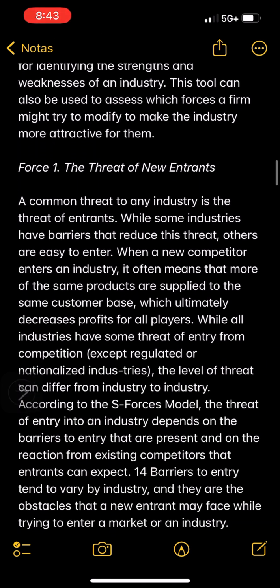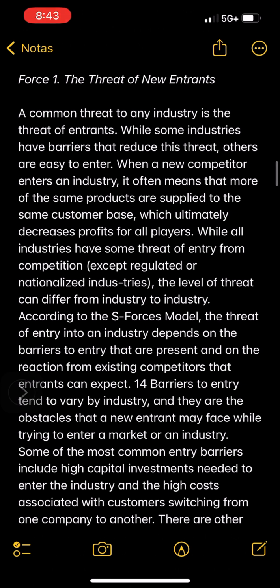A common threat to any industry is the threat of entrants. While some industries have barriers that reduce this threat, others are easy to enter. When a new competitor enters an industry, it often means that more of the same products are supplied to the same customer base, which ultimately decreases profits for all players. While all industries have some threat of entry from competition except regulated or nationalized industries, the level of threat can differ from industry to industry. According to the 5 Forces model, the threat of entry into an industry depends on the barriers to entry that are present and on the reaction from existing competitors that entrants can expect.